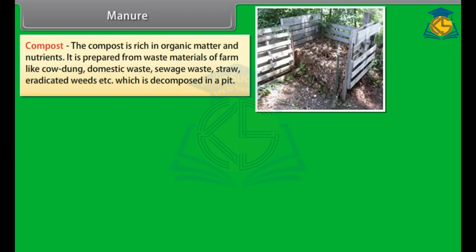Compost. The compost is rich in organic matter and nutrients. It is prepared from waste materials of farm like cow dung, domestic waste, sewage waste, straw, eradicated weeds, etc., which is decomposed in a pit.